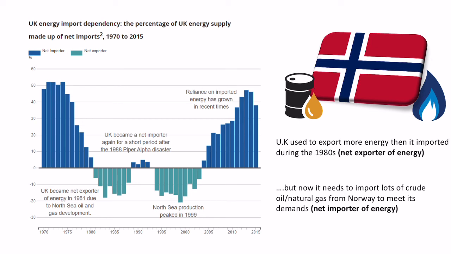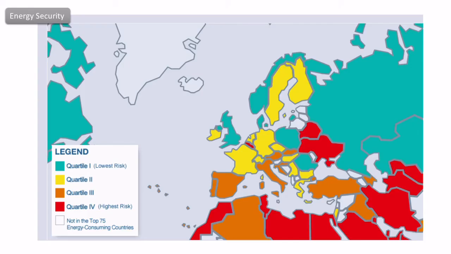But we've got a very good consistent supply from Norway, which means that we are able to meet our needs. And so if I look on this map, we can see in terms of risk, the UK is quite low risk. And that is because we are able to get really consistent supplies from places like Norway and produce enough energy in our country.